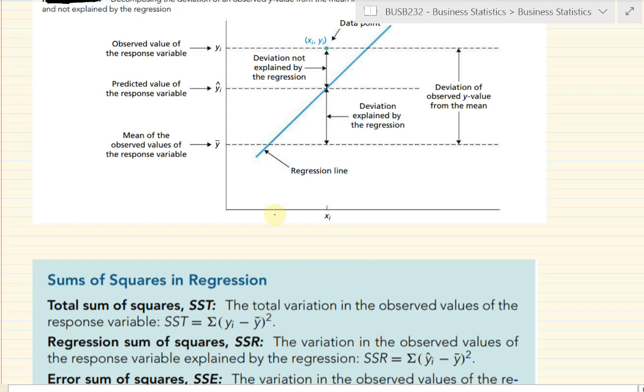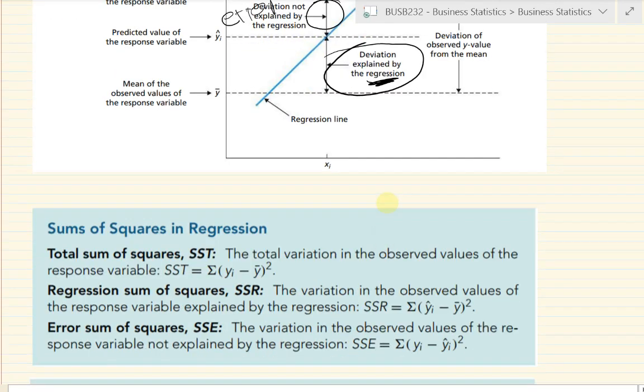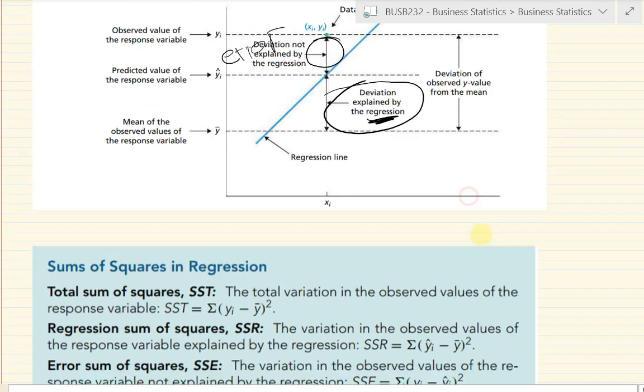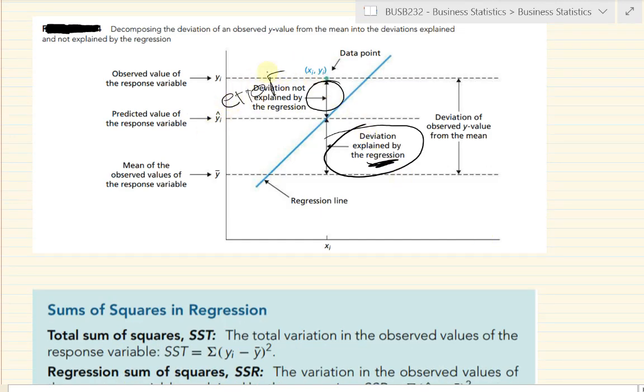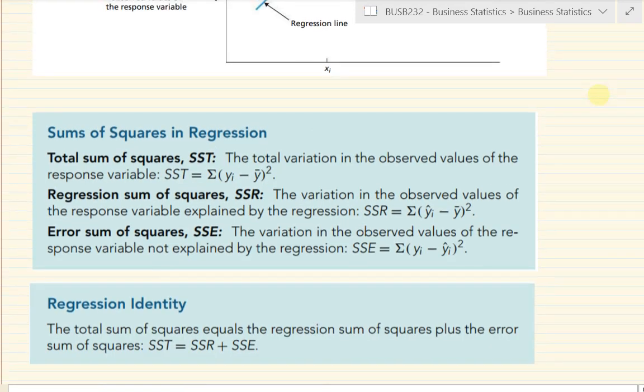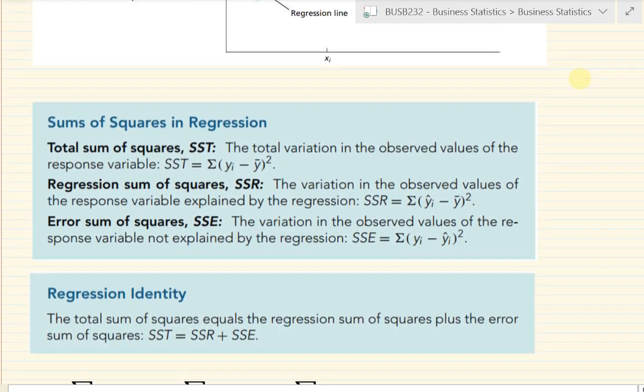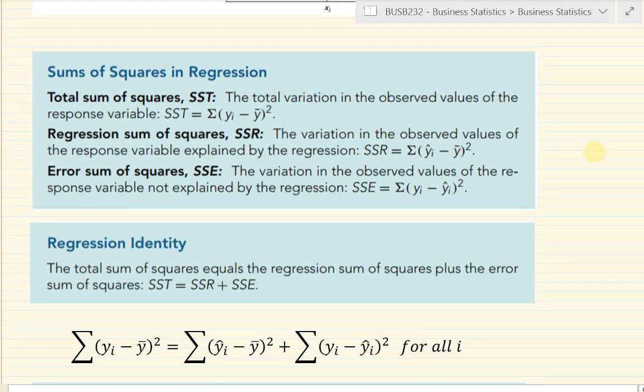And then you're going to break that into regression. So this part of it is called the regression, and this part of it is just unexplained. This is the error. And symbolically, that's what those are. And then from that we get what's called the regression identity. The regression identity says sum of squares total equals sum of squares regression plus error. Symbolically, that's what that is, but don't worry about this one.